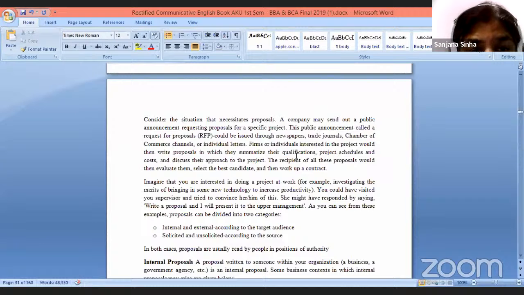Firms or individuals interested in the project would then write proposals in which they summarize their qualifications, project schedules, and costs, and discuss their approach to the project. The recipient of all these proposals would then evaluate them, select the best candidate, and then work up a contract.